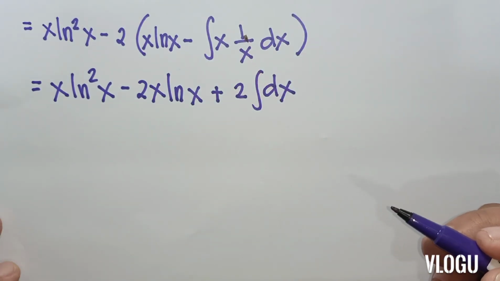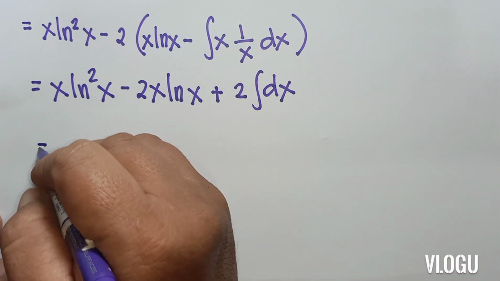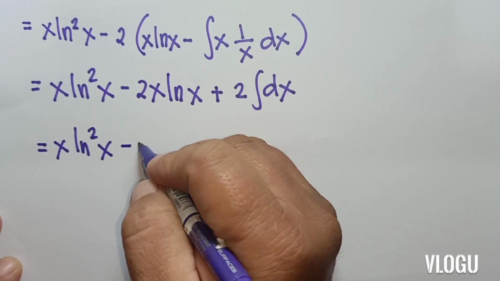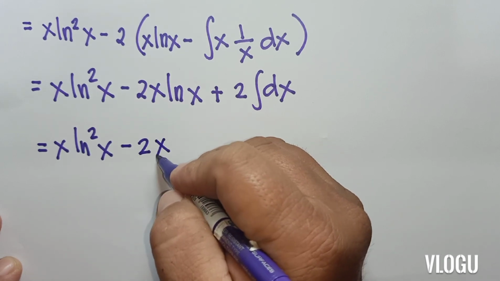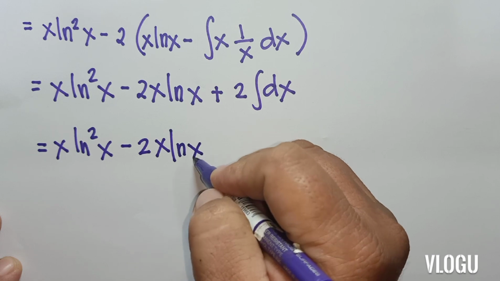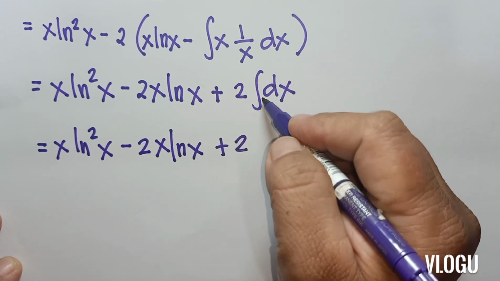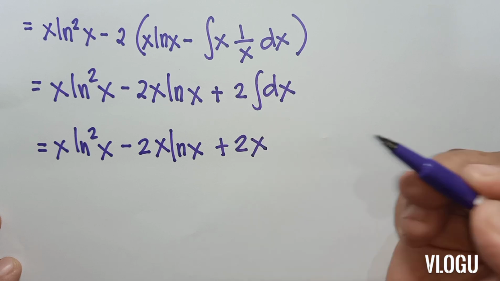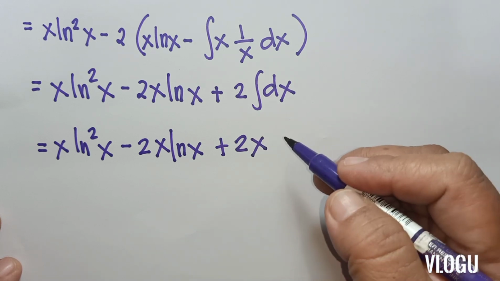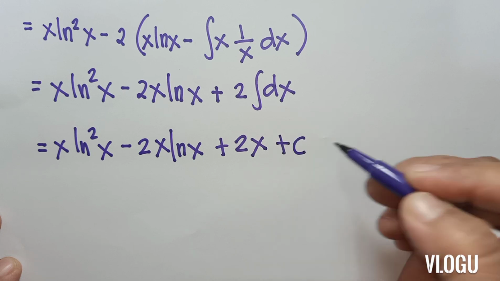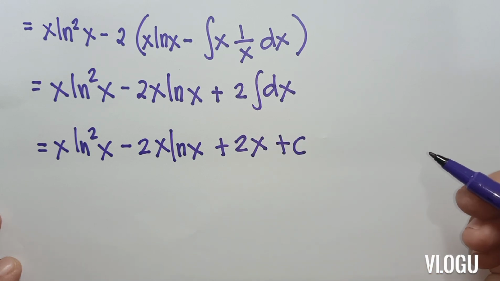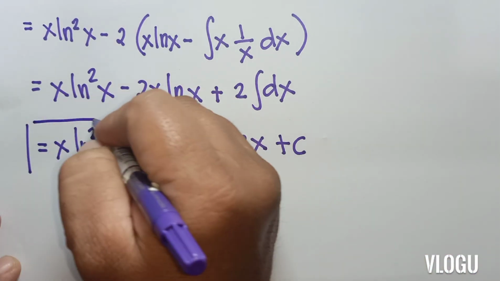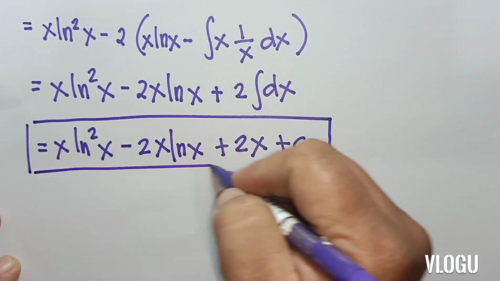So therefore we have x ln squared x minus 2x ln x plus 2 times the integral of dx, that is x, plus c. There is no common factor. So therefore, this is now our final answer.